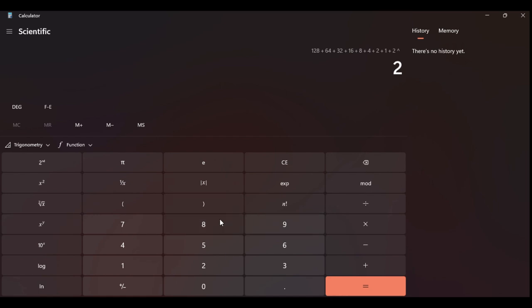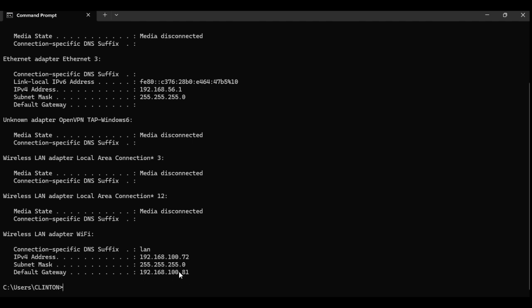2 raised to power 8, which is the total number of available hosts I can have in this environment. So this total number of available hosts in this network is 256. When I remove one, which is the network address, and the last one, which is the broadcast address, what I have is 254. So this is the total number of hosts I can have on this particular type of network.